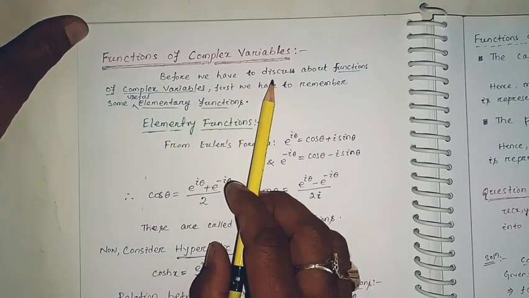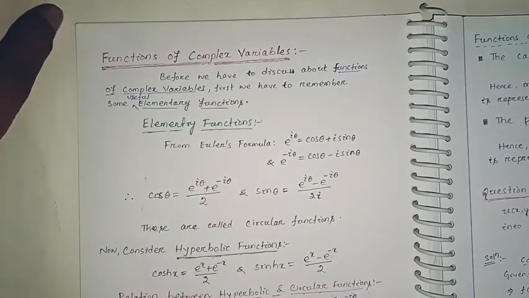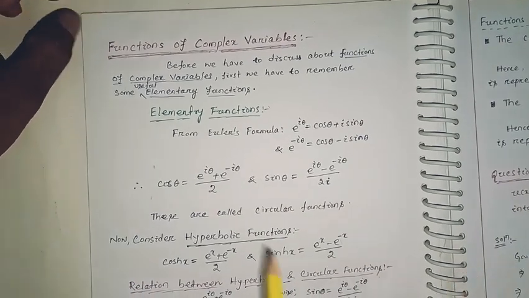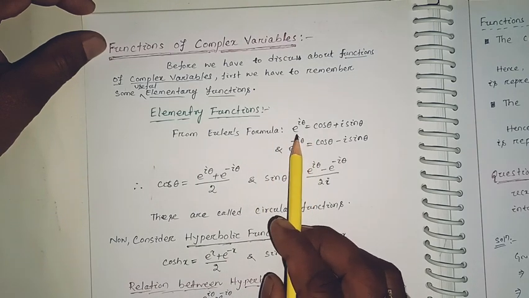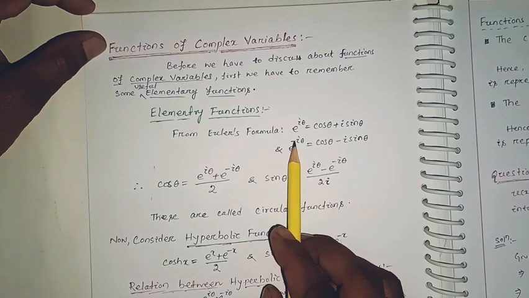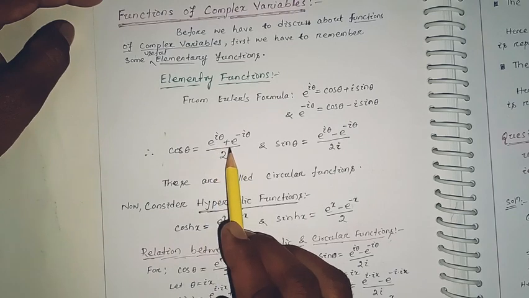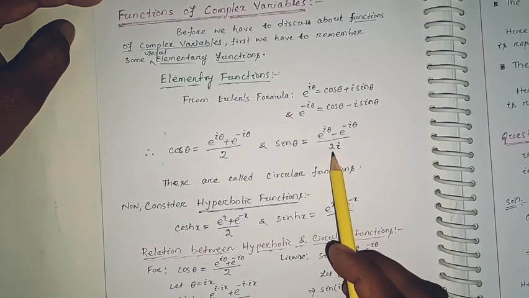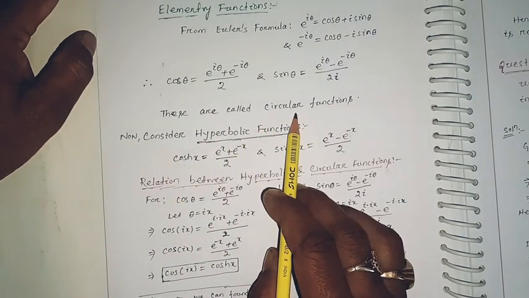Before we discuss functions of complex variables, first we have to remember some useful elementary functions which will be required to find functions of complex variables or for different numericals. So the elementary functions are, from Euler's formula, which we already know, e to the power i theta equals cos theta plus i sin theta, e to the power minus i theta equals cos theta minus i sin theta, and cos theta will be equal to (e to the i theta plus e to the minus i theta) by 2, and sin theta will be equal to (e to the i theta minus e to the minus i theta) by 2i. These things we have already discussed. These are called the circular functions.